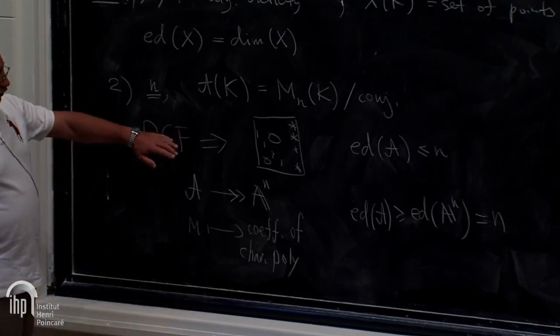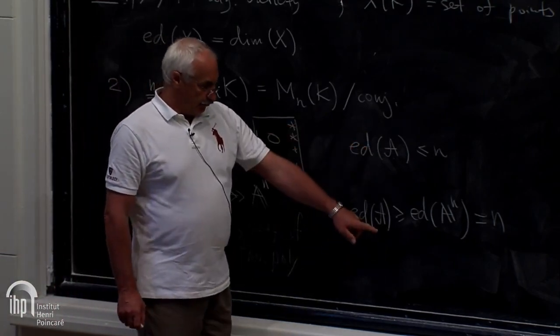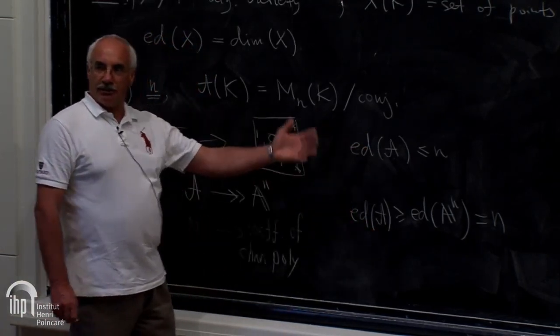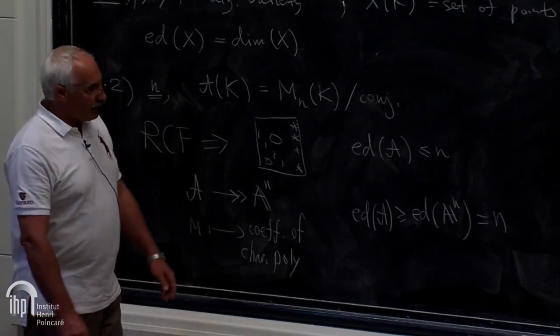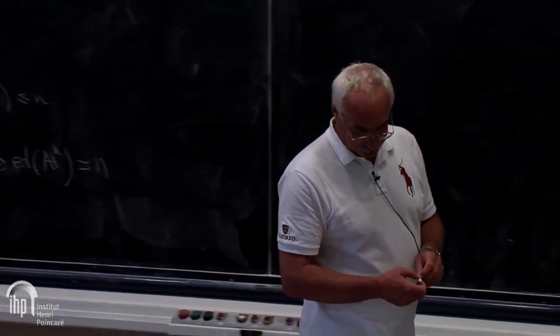So this is very typical when you calculate the essential dimension. You try to find an upper bound, you try to find a lower bound, and if you are lucky, those bounds match, and then you get the precise value of the essential dimension. This is the general strategy.